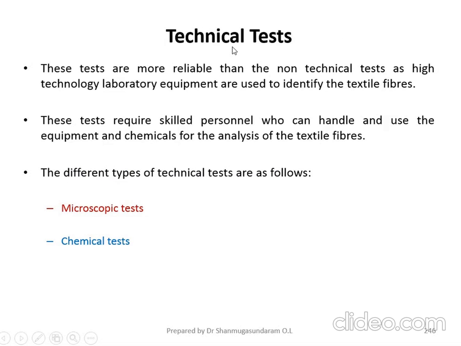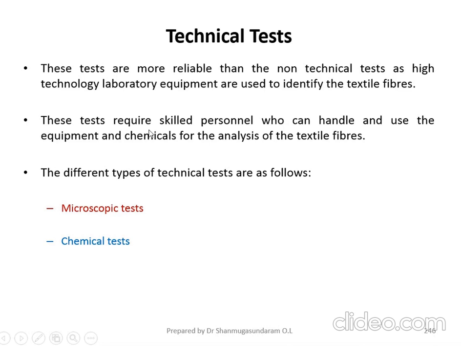There are technical tests also available. These tests are more reliable than non-technical tests, as high technology and laboratory equipment are used here to identify the textile fibers. Reliable means you can identify 80 to 90 percent of the fiber exactly.